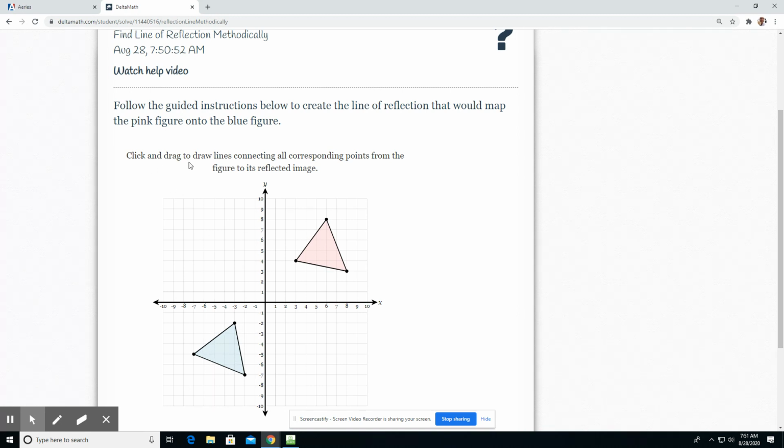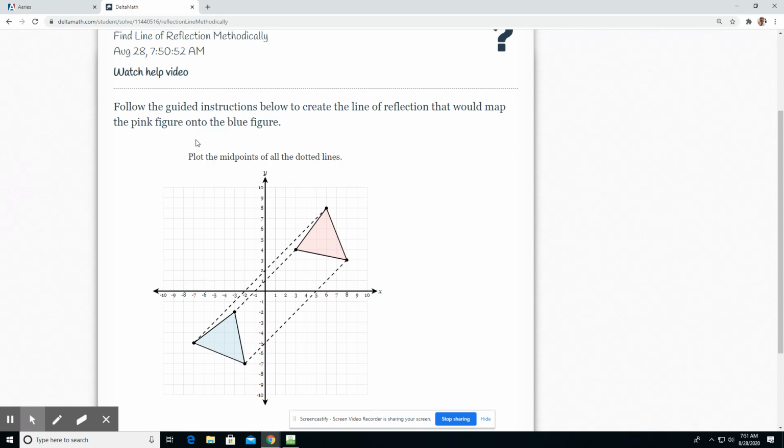Click and drag to draw lines connecting all corresponding points from the figure to its reflected image. Okay, so we can clearly see this one maps to this one, so I'll click on it and drag to the other point to connect it. Do that for each one. Click, hold, and drag. If you've done it correctly, it'll say plot the midpoints of all the dotted lines.